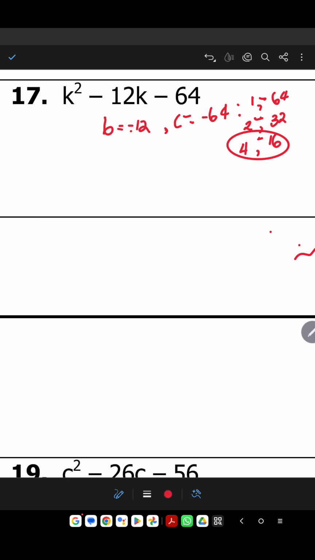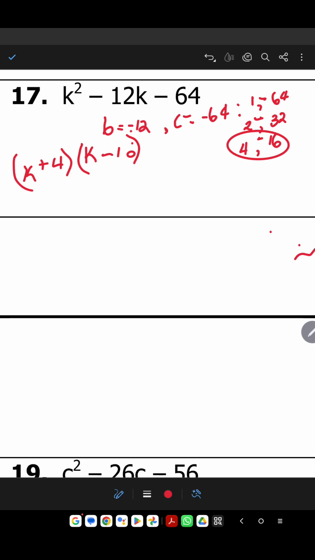So let's write our factored form. In this case, remember now our variable is not x, it's k. So it would be k, open parentheses, plus 4, close parentheses, k, and in this instance, minus 16. And that's it, ladies and gentlemen.